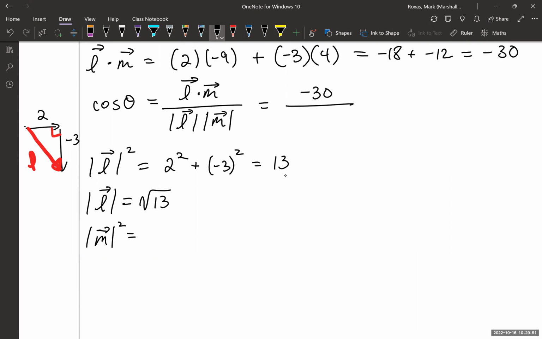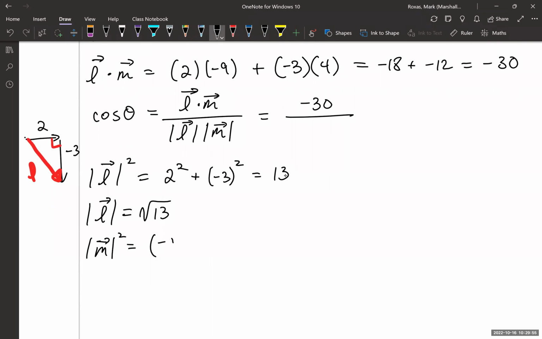squared equals the sum of the square of its components, and the components are negative 9 and 4, so negative 9 squared plus 4 squared, which is 81 plus 16, is 97. And so the magnitude of M is going to be the square root of 97. So there we have it. We have the two magnitudes that we need.